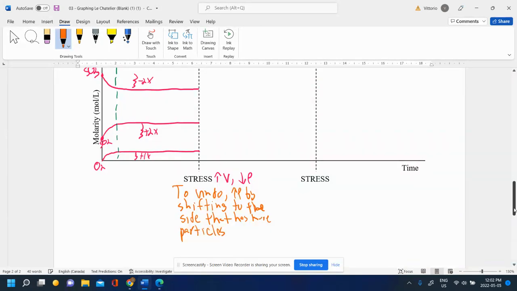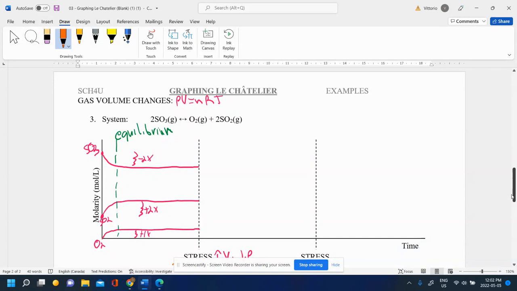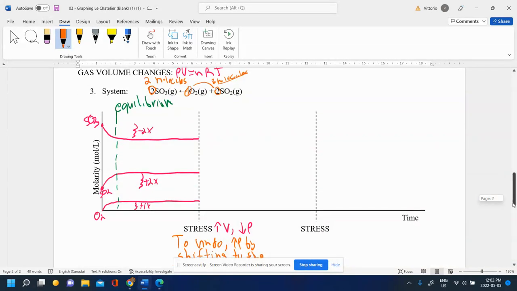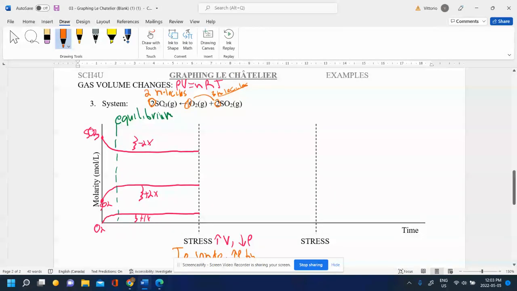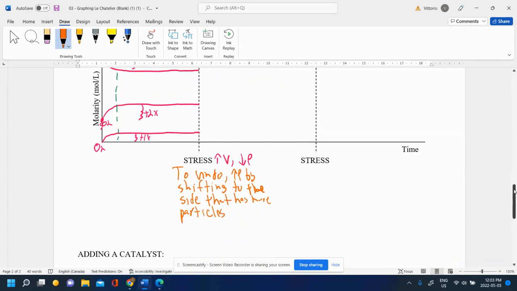So how do we know that? Well, we can take a look at our equation. This side here only has 2 particles of gas, or 2 molecules of gas. This side here is 1 and 2, so this is 3 molecules. So since I increase volume and therefore decrease pressure, I want to increase the pressure again. How do I do that? Well, let's shift more to this side here where there's more molecules of gas, therefore more pressure. So we're going to shift to the right. Shift left to right.